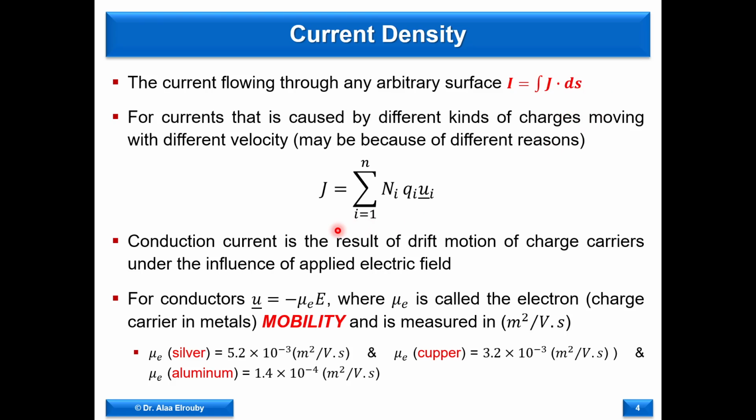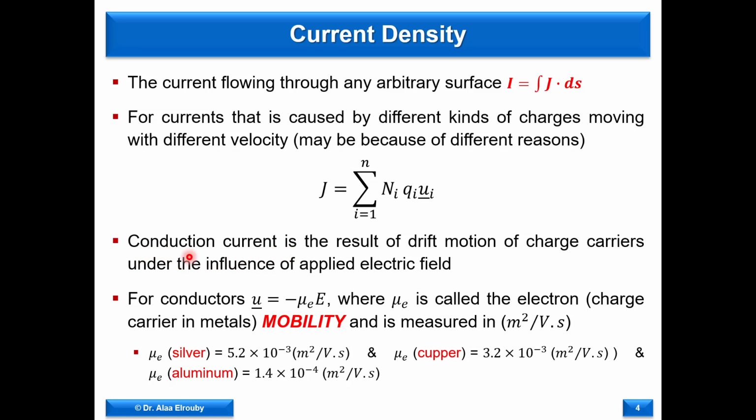If we have multiple charge carriers, each one with its own velocity, its own charge and its own charge density, similar to the case of semiconductors for example, the volumetric current density is the sum of the volumetric current density of each of those kinds.